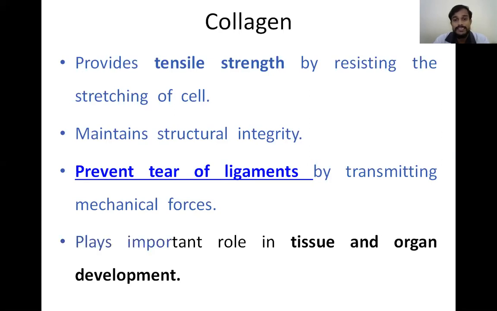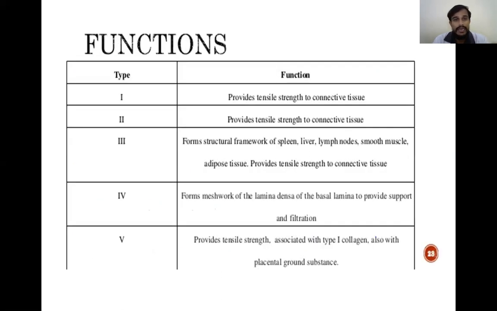And this collagen plays important role in tissue and organ development, because extracellular matrix is also necessary for development of tissue and organs apart from the cells. So that is a function of collagen. And we know different types of collagen are there depending upon their distribution, and there is a slight variation in the functions of different types of collagen.